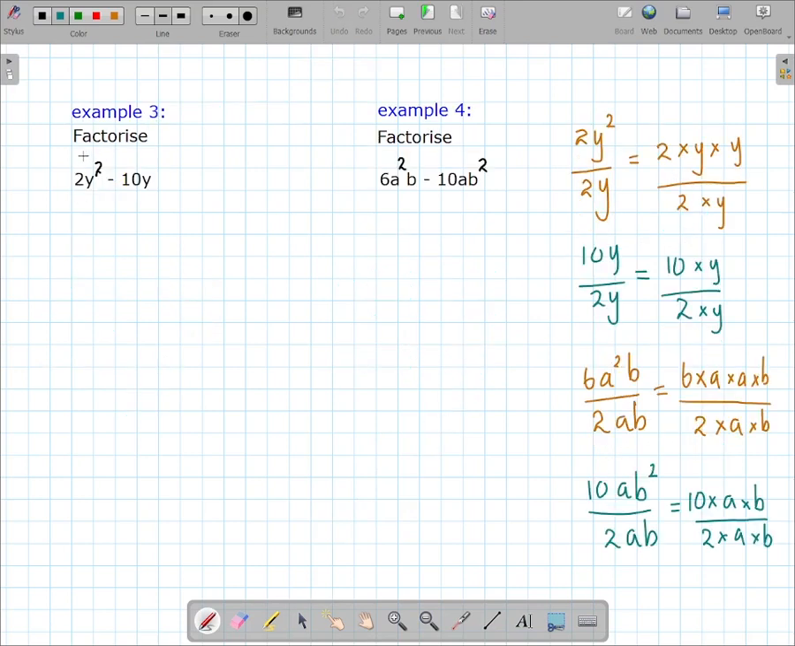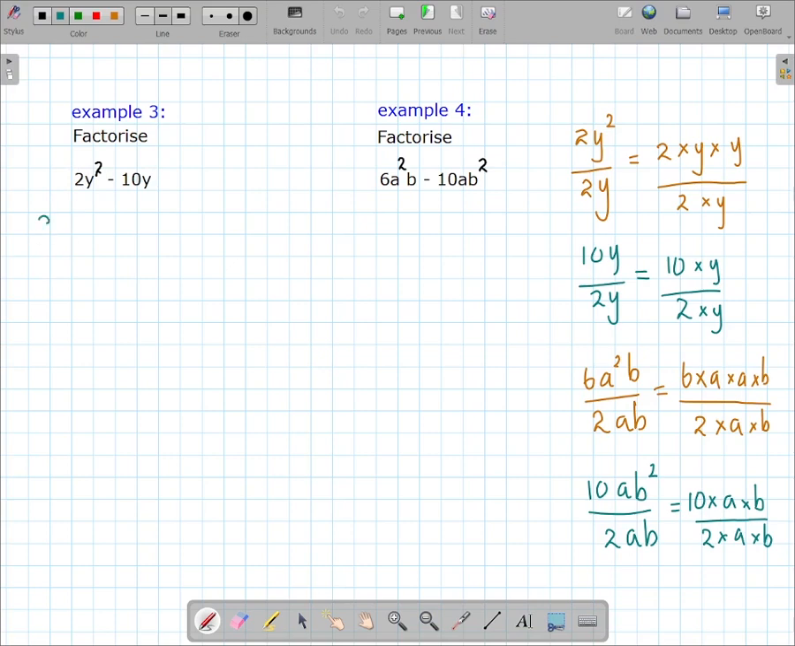Example 3, factorize 2y squared minus 10y. First check the numbers, 2 and 10. So I can take 2 out. Then check unknowns also. Here y to the power 2, here y to the power 1. So y also can be taken out. So 2y can be taken out.